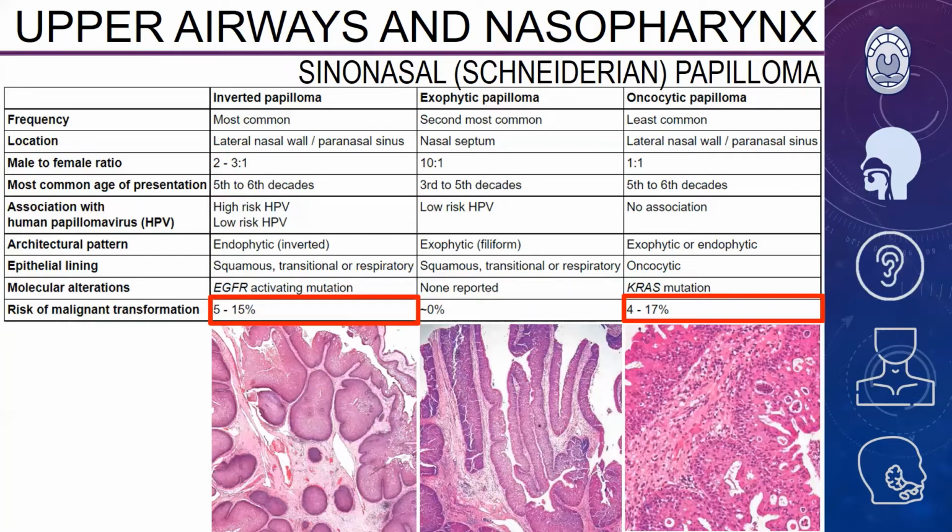Although this is a benign neoplasm, it can display locally aggressive behavior within both the nose and the paranasal sinuses, including invasion into the orbit or cranial vault, and has a high rate of recurrence if not adequately excised. Malignant transformation occurs in inverted and oncocytic subtypes.